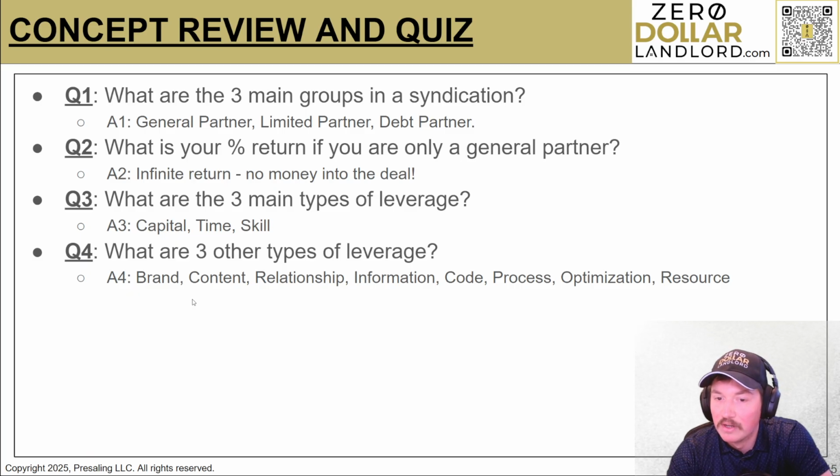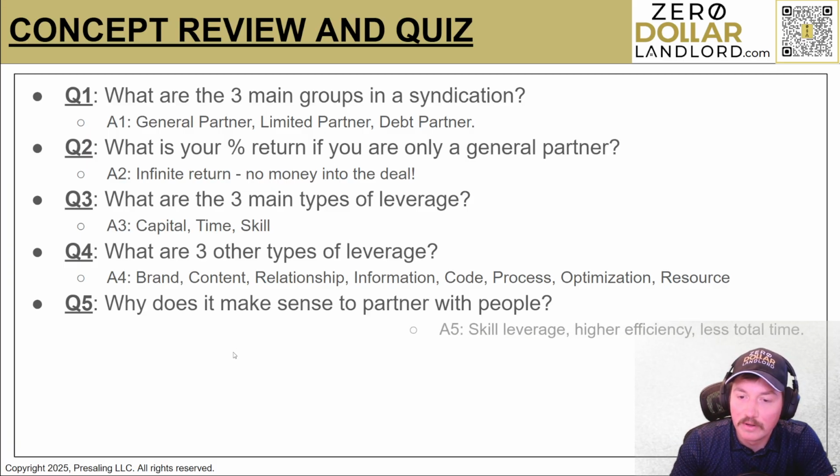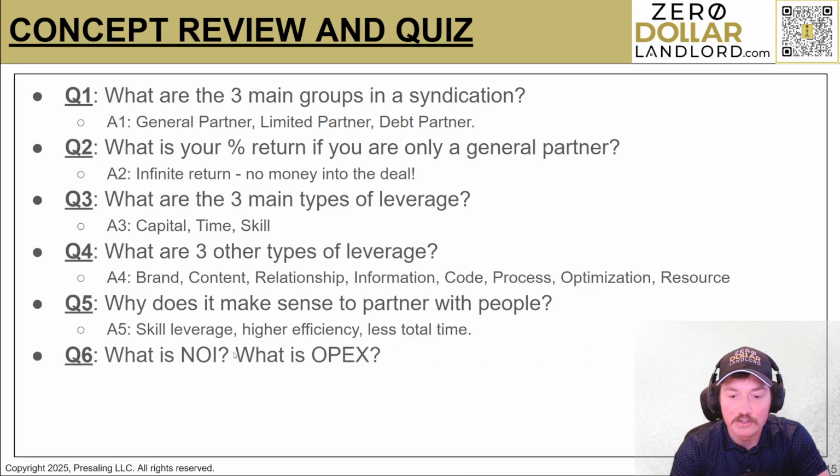Brian, you're up next. There's a whole lot of other ones. Why does it make sense to partner with people? Chase. Or Brian, I'm sorry. All right, I'll go ahead and answer that for him. Skill leverage, basically, right? So higher efficiency. There's less time spent overall, and it's just better for everybody. All right, what is NOI and what is OPEX?